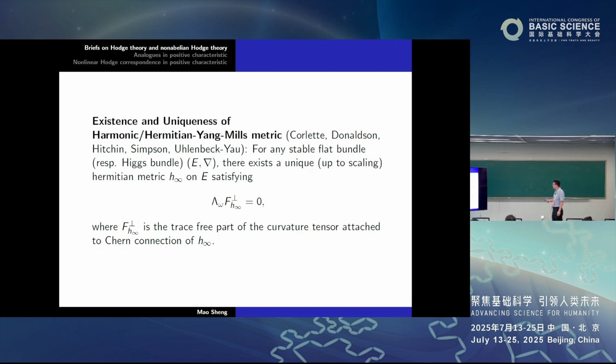So there is a statement that for any stable flat bundle, respectively Higgs bundle, there exists a unique, up to scaling, metric H satisfying this equation. This is a nonlinear PDE, and F perp is the trace-free part of the curvature tensor attached to the twin connection of this Hermitian metric H.